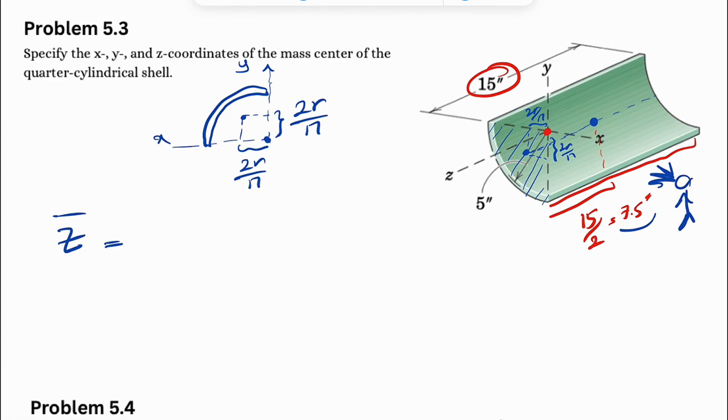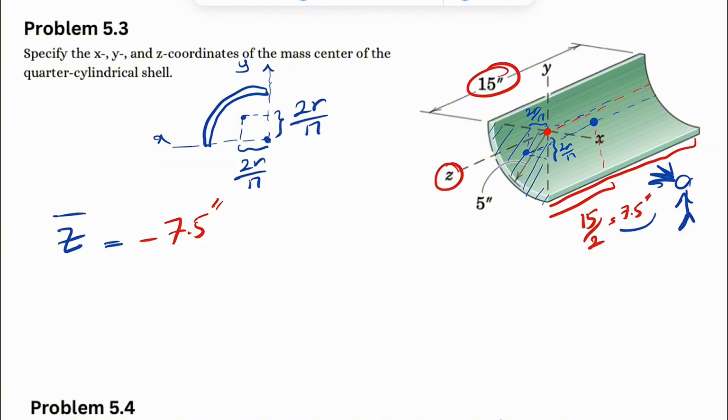But now we have to decide if it's positive or negative. Obviously, the origin is the red dot that I showed here, and we can see that this is the positive Z. Since we are on the negative side, that's going to be negative 7.5 inches. So we have to watch for the signs here too.